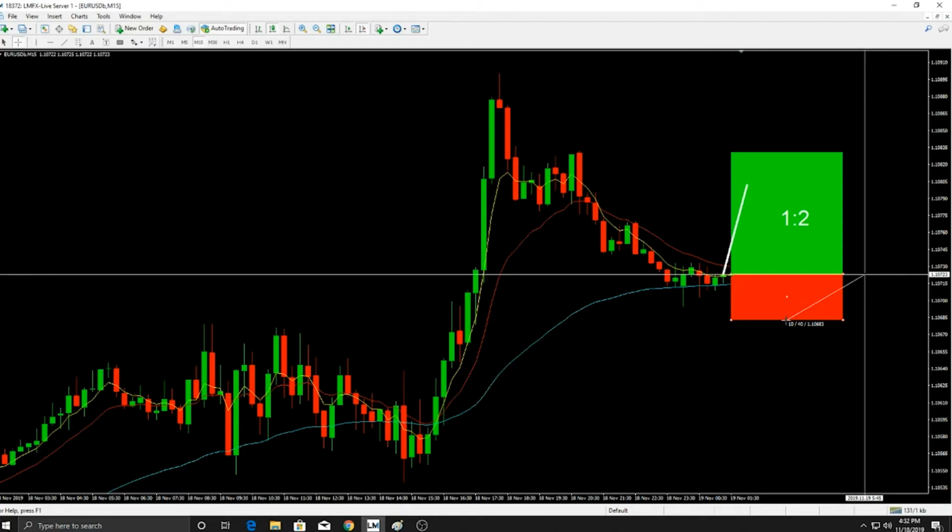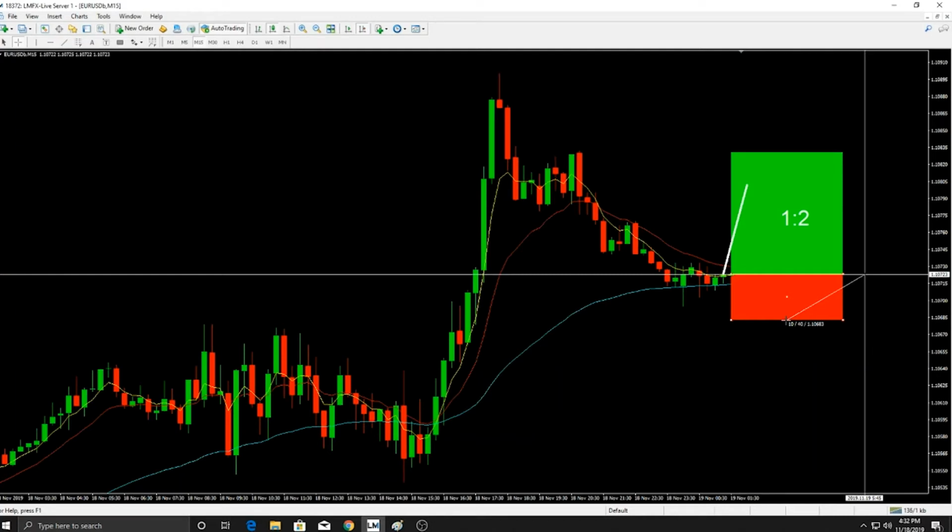You're going to forget everything except for the middle number. That middle number says 40. So that means that we have a 4 pip stop loss. The trick is to just block out the last number, and what's left is your stop loss. In this case, it says 40. You block out the last number, which is the 0, and you're left with just a 4. That means your risk is 4 pips.